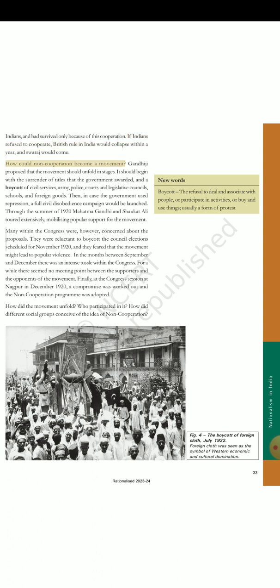How could non-cooperation become a movement? Gandhiji proposed that the movement should unfold in stages. It should begin with the surrender of titles that the government awarded, and a boycott of civil services, army, police, courts and legislative councils, schools, and foreign goods. Then, in case the government used repression, a full civil disobedience campaign would be launched.